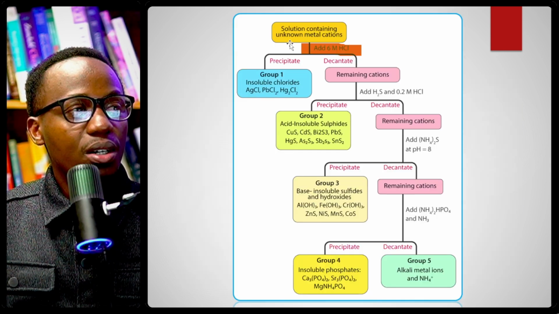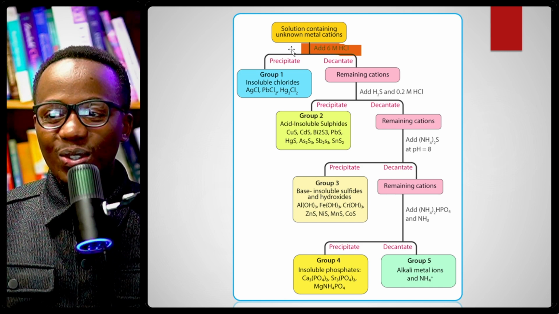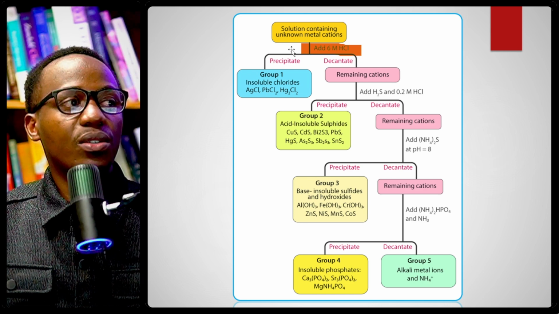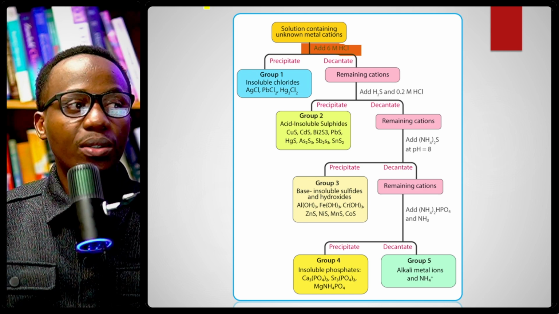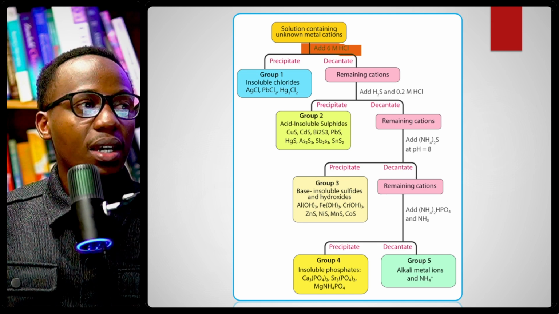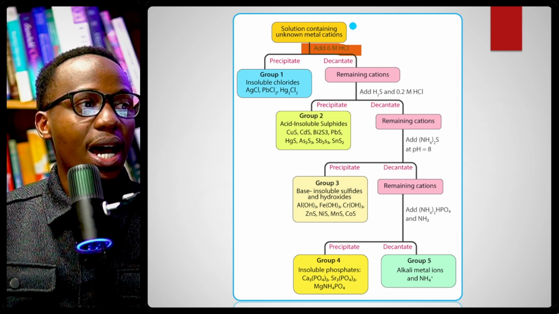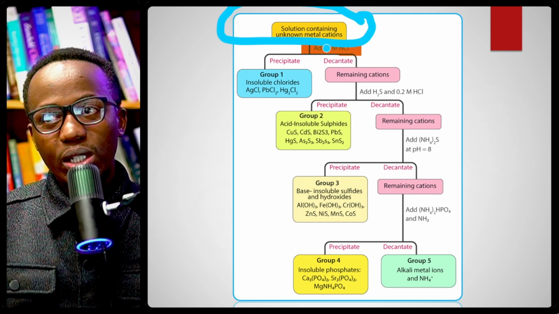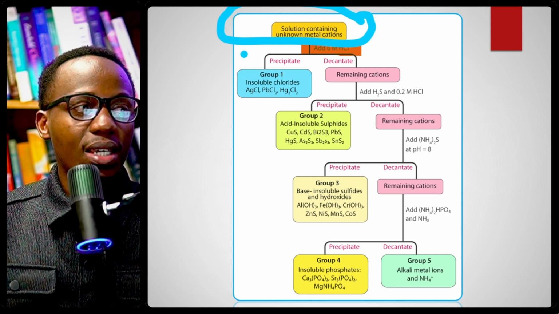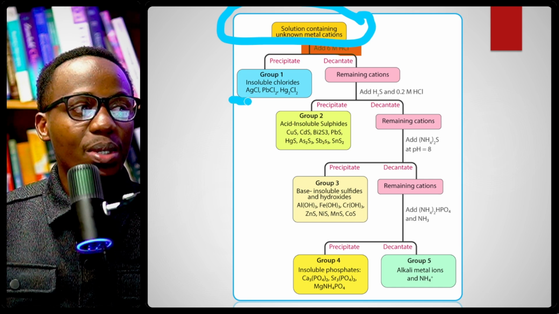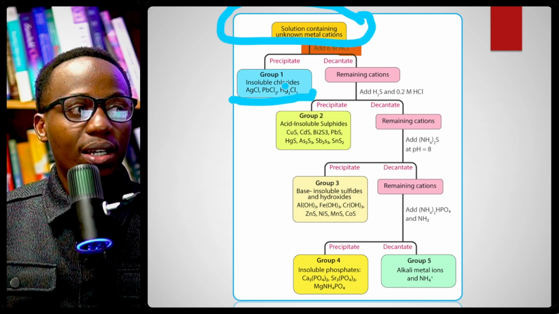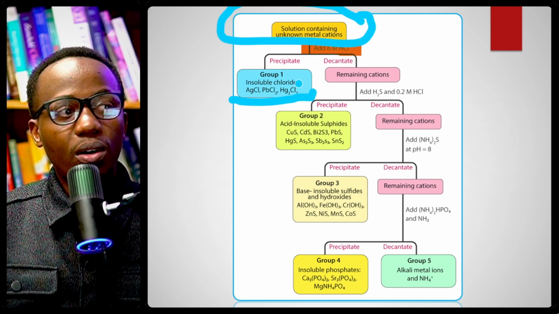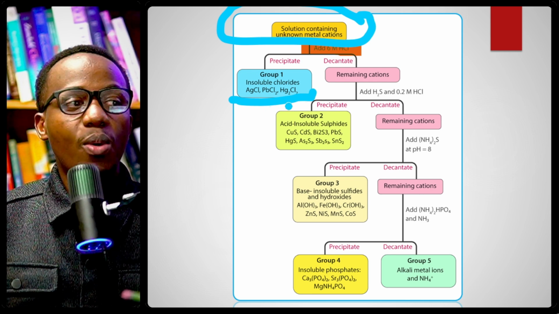So if we want to separate cations, what are cations? Do you remember what cations are? These are positive ions, right? So these are metals. If you have a mixture of a bunch of unknown metal ions, the first thing you do is add HCl so that you can see the ones that get precipitated by chloride. So this will be silver, lead, and mercury. Oh, okay. We call this group one.